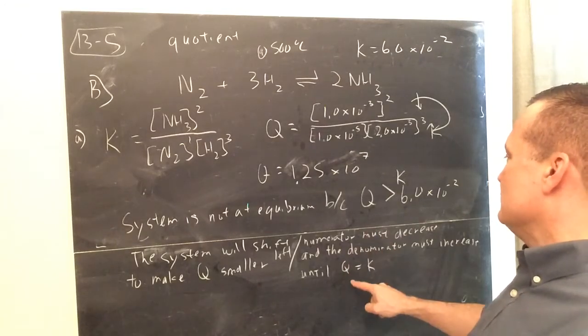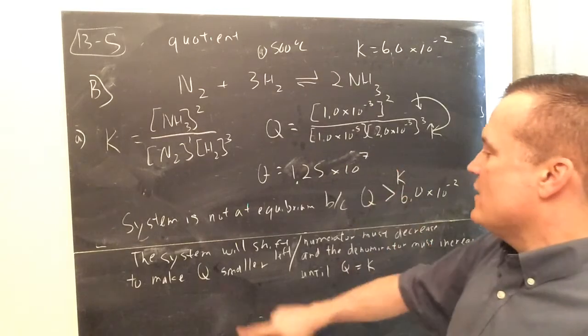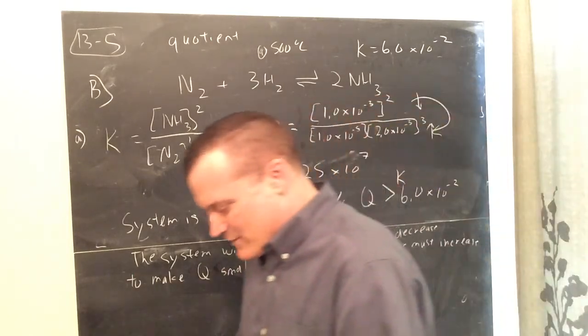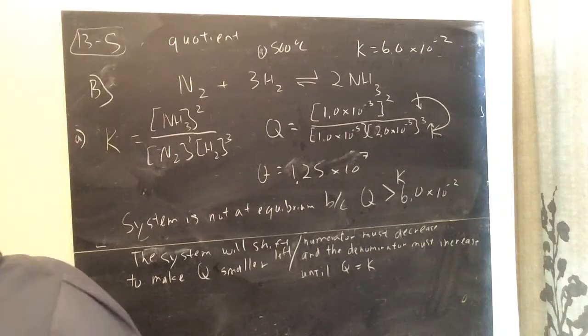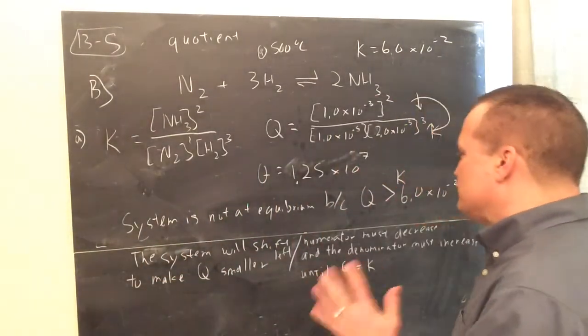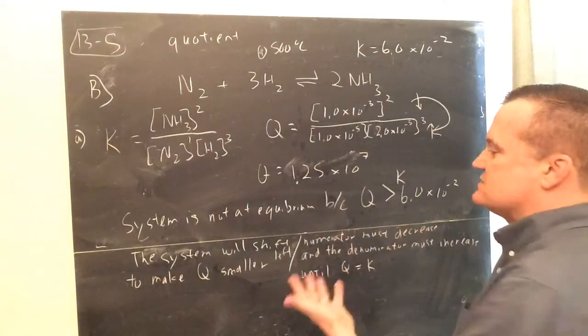That's always true when Q is larger. So the system will shift left to make Q smaller. Okay, kind of wrote that in a weird way. Well, I'm not going to do the other examples of those, but I'll just tell you, if Q had been smaller than K, it's just the opposite.